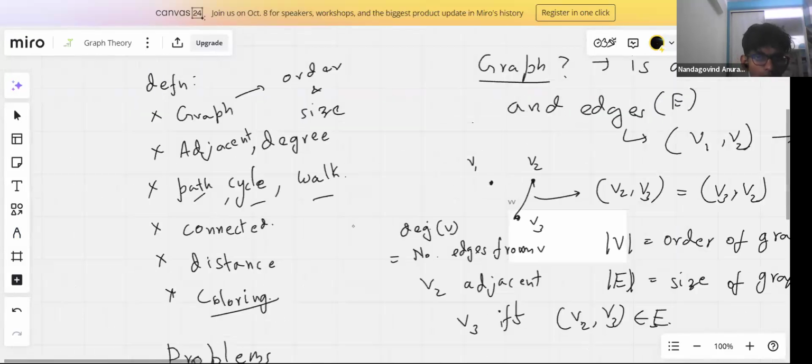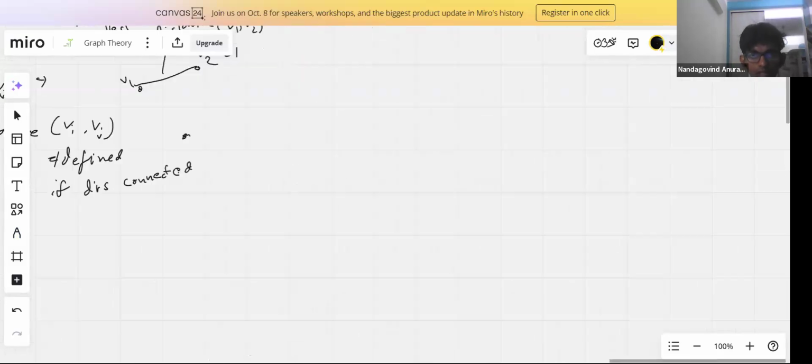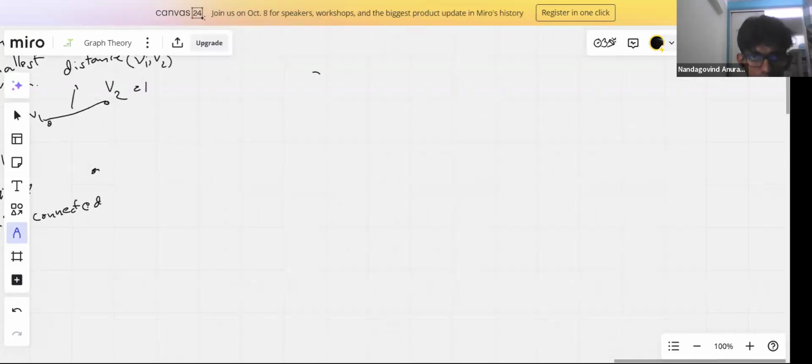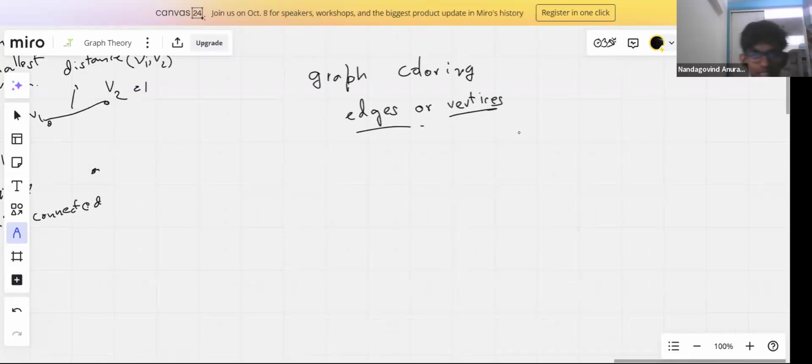What else do I have? I have color. Good. So let's talk about graph coloring. What would you guys like to color? Edges or vertices? Both, feel free to play around. So the answer is we color both.